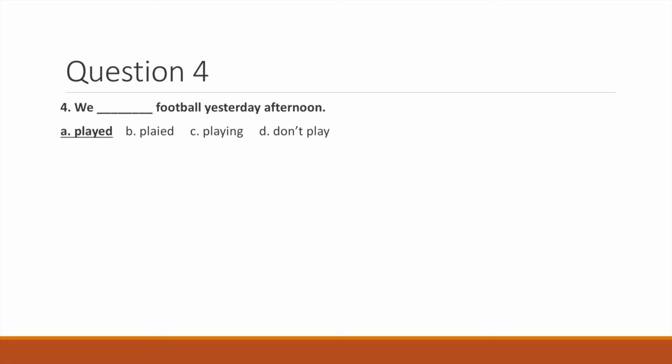Question 4. We blank football yesterday afternoon. In this statement, yesterday afternoon tells me the verb must be in the past. The main verb, play, is formed in the past tense by adding ed, so A is the correct answer.